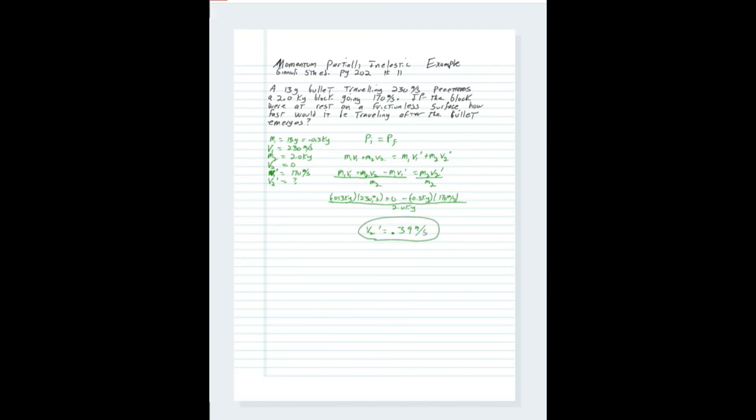So the block isn't moving very fast. If we looked at a situation where the bullet hit and stuck in the block, we would actually see a higher velocity than we do in this case, because if the bullet stuck in the block, it would be sharing more of its momentum with the block, but instead the bullet passes completely through the block and comes out at 170 meters per second. So it definitely slowed down, but it didn't slow down by a whole lot compared to its original velocity, which means it takes most of its momentum with it. It doesn't impart much of that momentum to the block in this case.